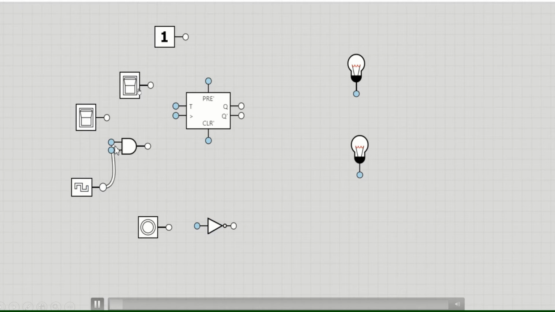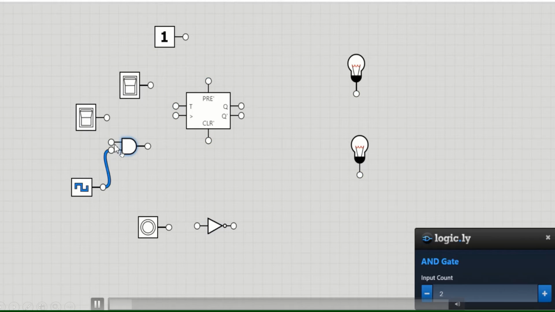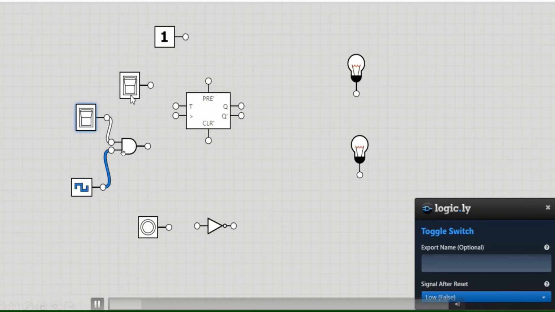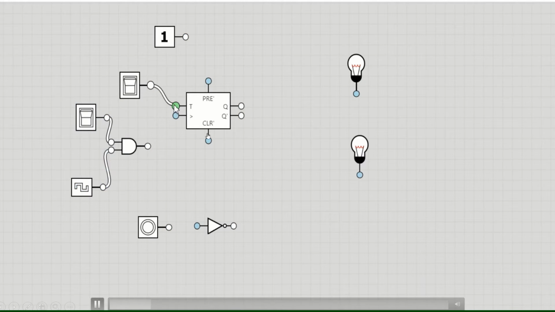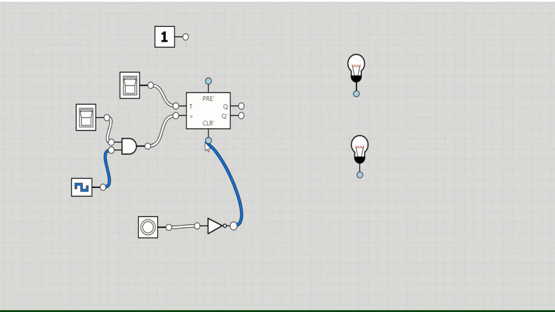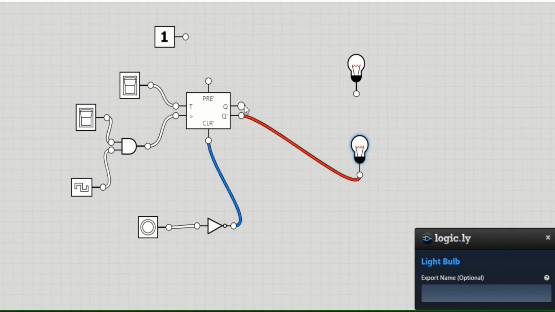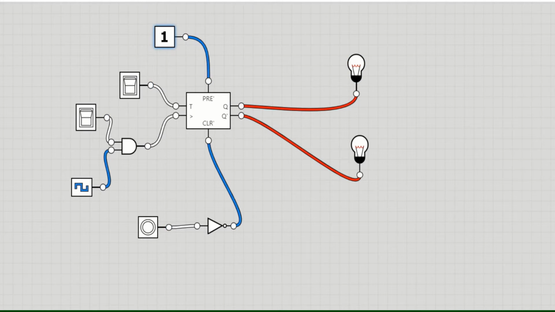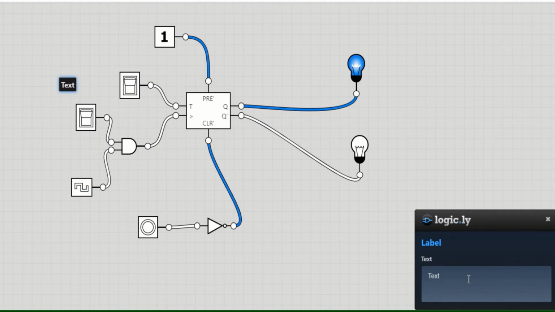We need two toggle switches, one AND gate, one clock, one push button, one NOT gate, one T flip-flop and two bulbs. We are giving the circuit connections. We are labeling them.